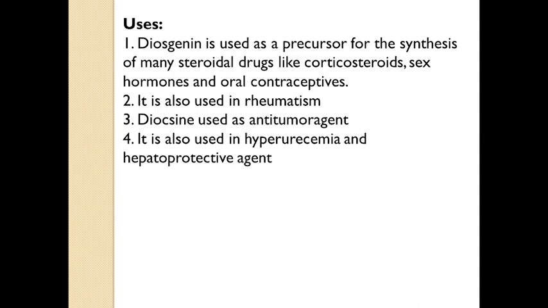Rheumatism is the disease where there is inflammation of the joint, and the inflammation of the joint occurs due to the release of pro-inflammatory cytokines. That diosgenin, it is a steroidal drug, inhibits the release of those pro-inflammatory cytokines, and thus it gives an anti-rheumatic effect. Dioscin is used as an anti-tumor agent.